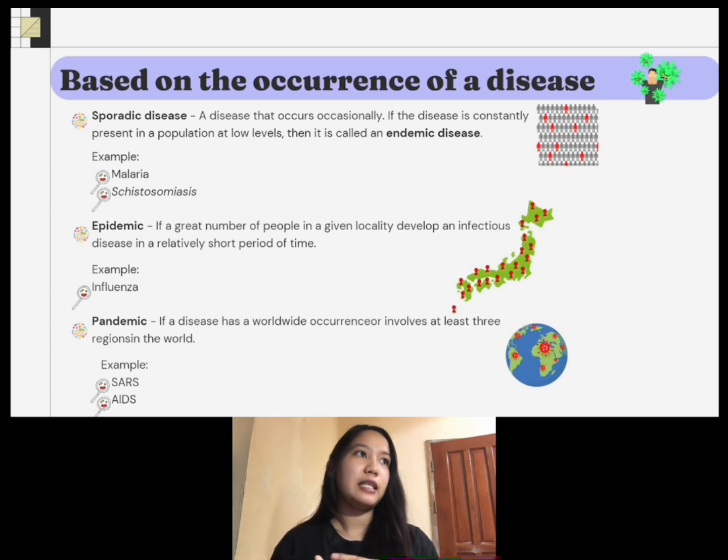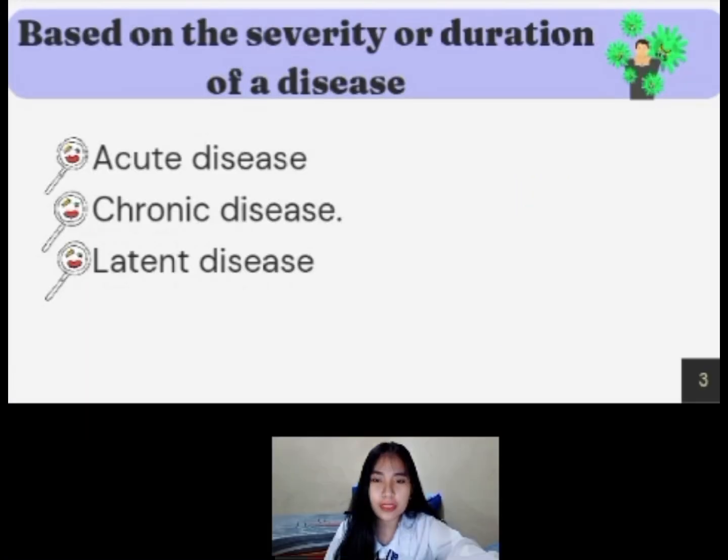Since yung COVID is hindi lang siya sa China noon na nangyari or hindi lang sa China siya nag-spread kundi sa buong mundo, including the Philippines, America, and another region in the world. In this presentation, I will discuss the classification of infectious diseases based on their severity and duration. This classification helps us to understand how diseases develop and their potential impact on health.